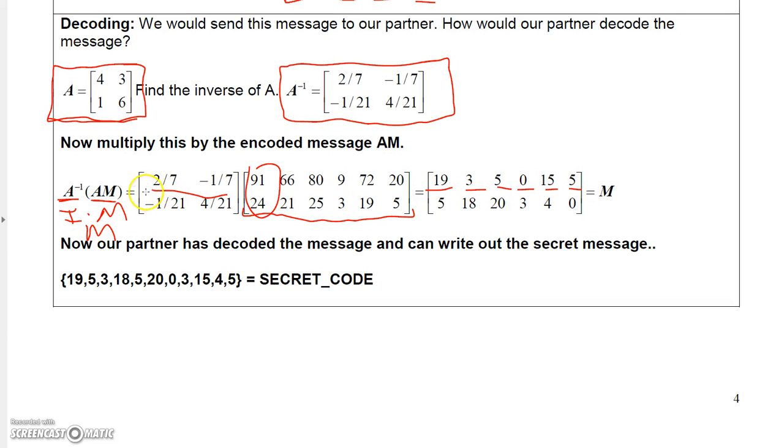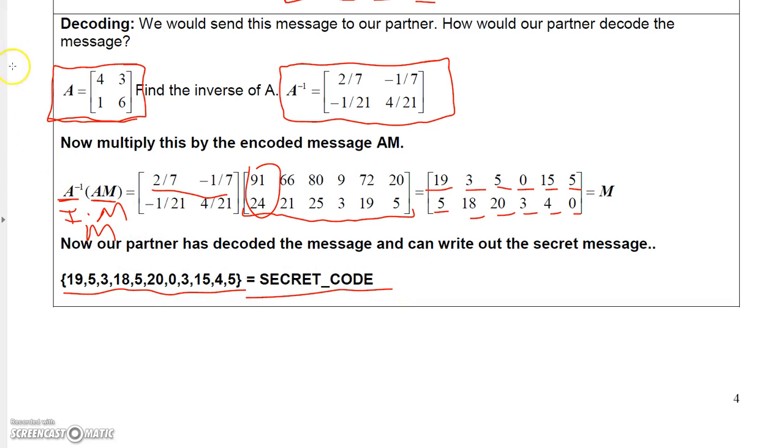You can check it yourself. And then if I take the bottom row and multiply it by each column, it's going to give me the 5, the 18, the 20, the 3, the 4, and the 0. So whoever the person is on the other end, after they've multiplied these matrices together, can now take this out the way that we put it in: 19, 5, 3, 18, 5, 20, 0, 3, 15, 4, 5, 0. And guess what? Now they have the message SECRET CODE. And there you go.